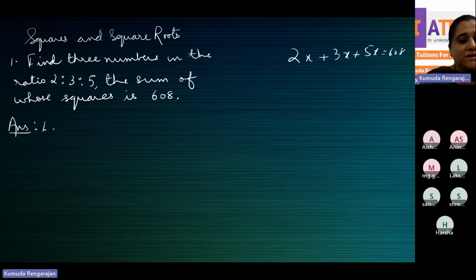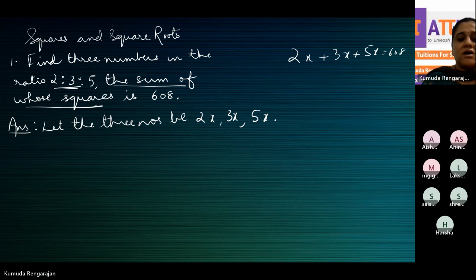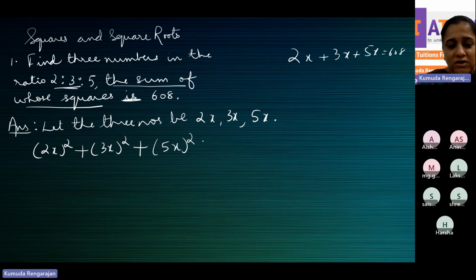What is given? So listen to me first. Let the three numbers be 2x, 3x, and 5x. That's the first step. Using the ratio, we have done the assumption. Then what's the equation? The sum of the squares. What is the square of 2x? 2x the whole square. 3x the whole square. 5x the whole square. Now what should I do with these? I must find their sum, and that is equal to 608.